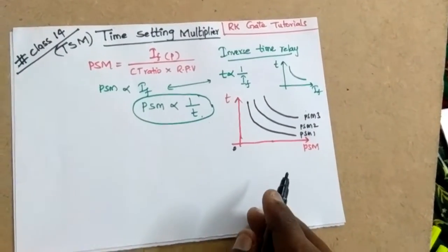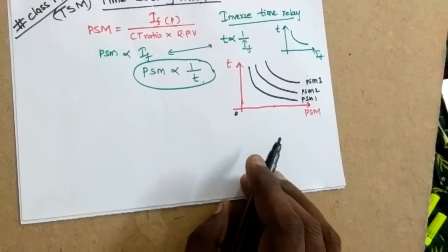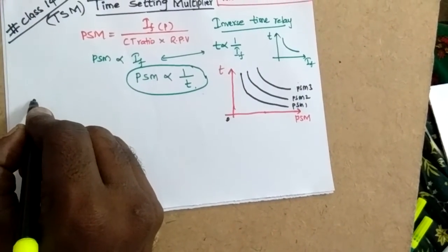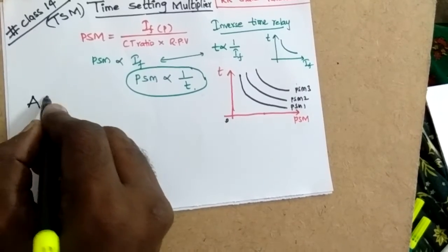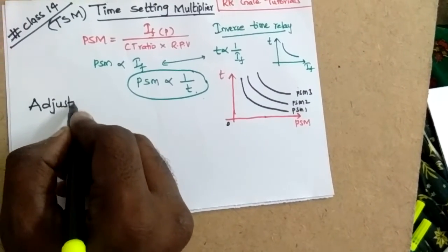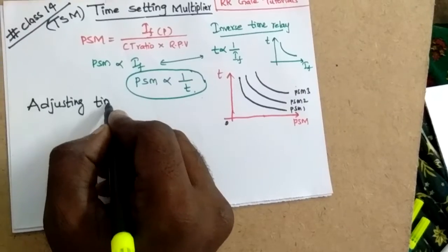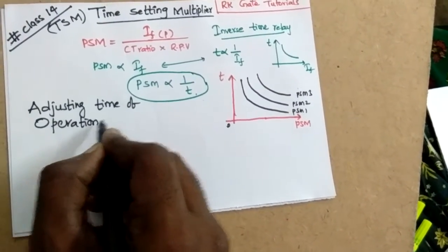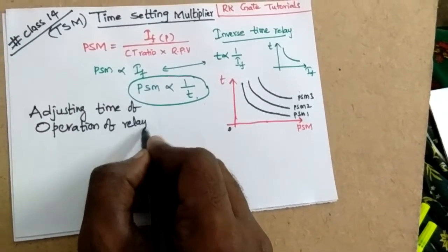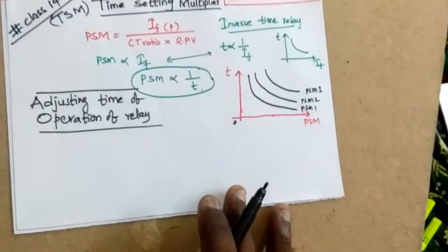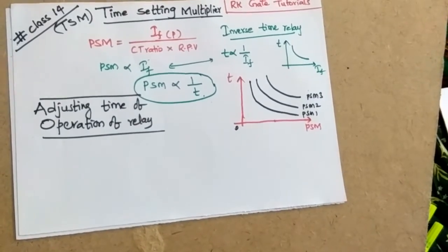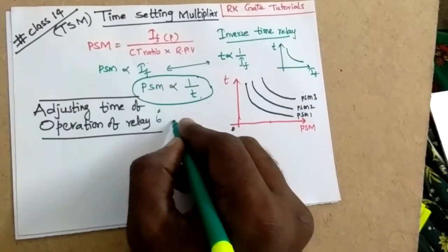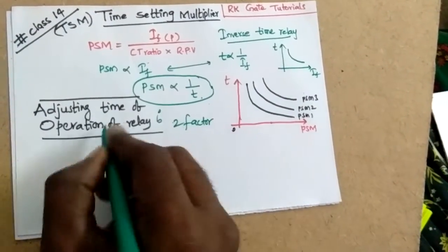Now I hope you understood this topic. Let us see how to adjust the time of operation of the relay. Is there a possibility to adjust the time of operation of the relay? Basically, the time of operation of the relay depends on two factors.